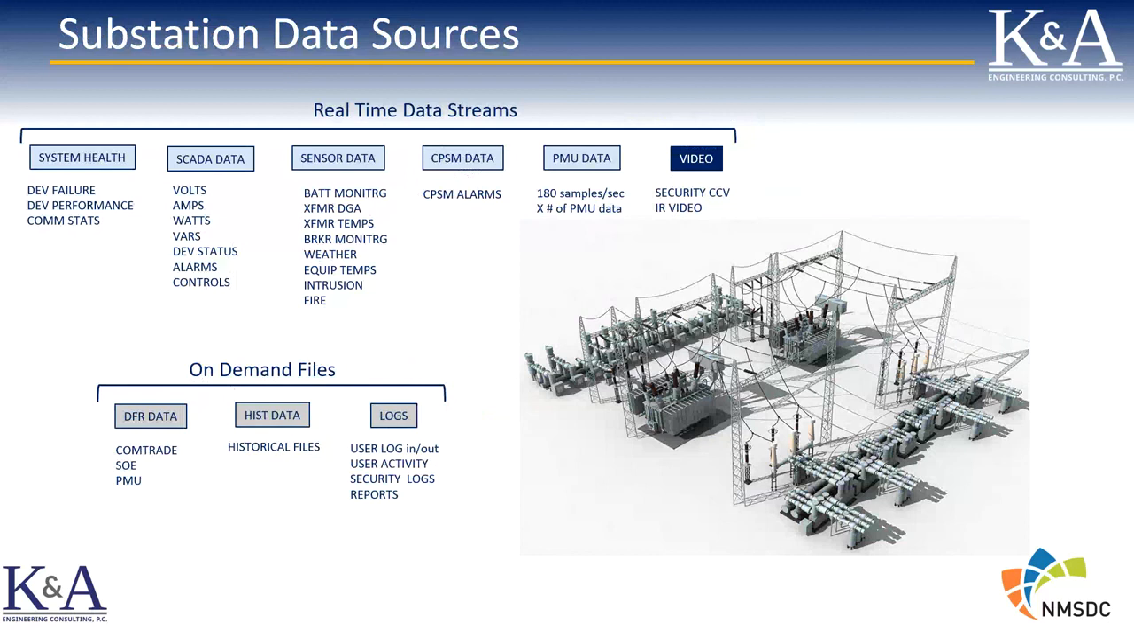The other class of data are on-demand files. So the digital substation is continuously collecting data, especially data around events. It'll collect real-time traces around a fault event and create a file, and that file then becomes available on demand for analysis by the engineering team from the control center.